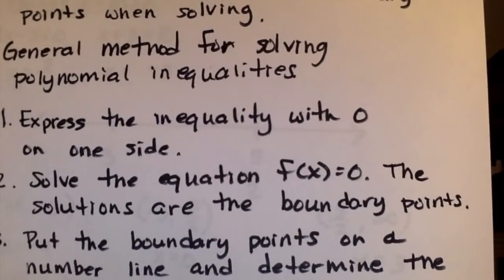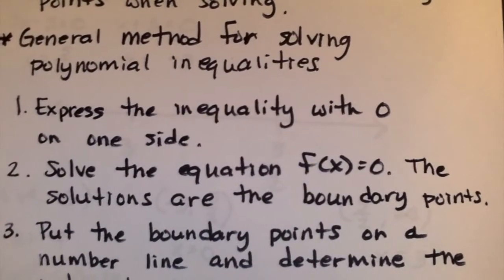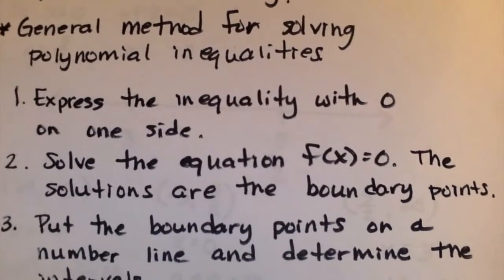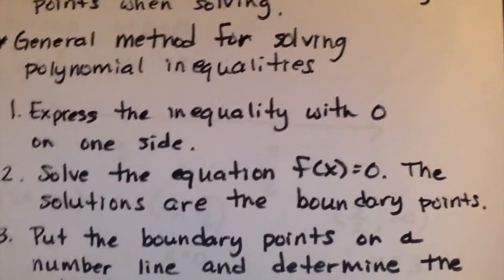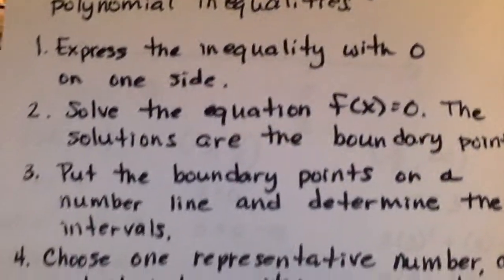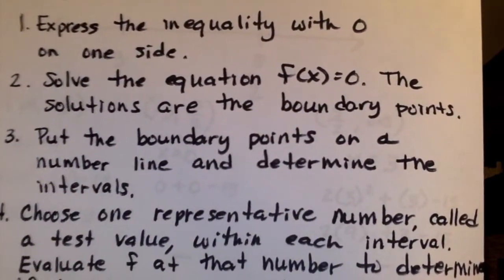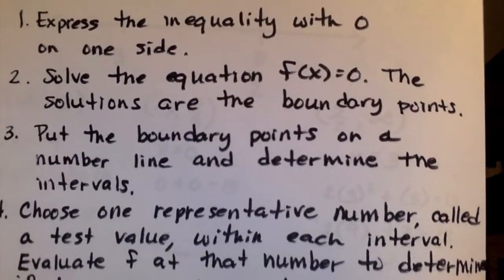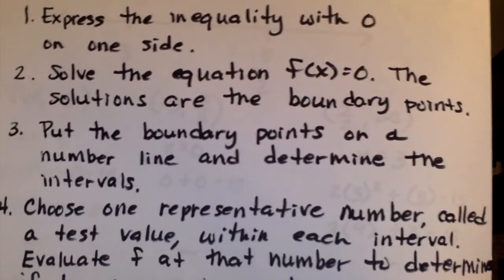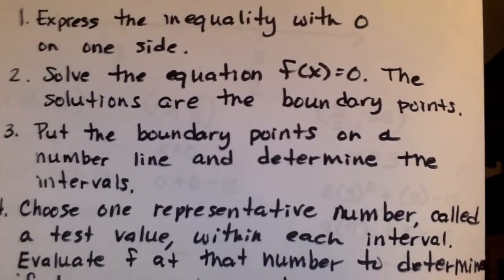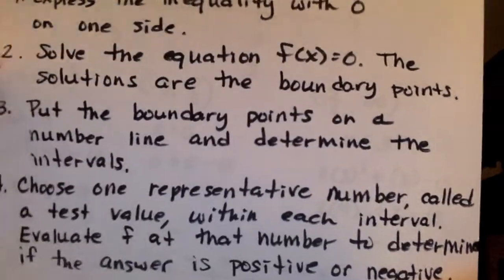Then we're going to put the boundary points on a number line and determine the intervals that we're dealing with. And I think the number line is a nice visual to help us see what the intervals are that we're talking about. Step number 4, choose one representative number, called a test value, within each interval. Then you're going to go back and evaluate the function at that test number to determine if it is positive or negative.